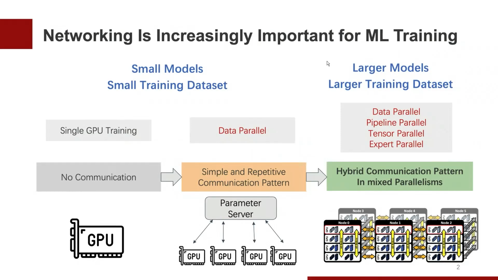But today, with even larger models and data sizes, the training involves multiple parallel strategies such as data parallel, pipeline parallel, and so on. The use of these diverse strategies leads to more complex communication patterns and higher traffic. As a result, networking is becoming more and more important for training.